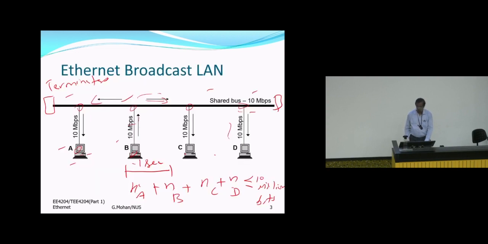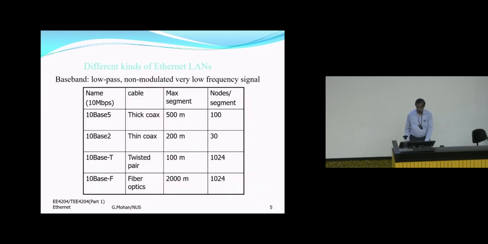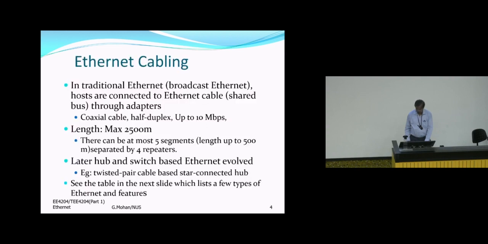This week we focus on wired local area network based on Ethernet. In terms of cables, if you look at the traditional Ethernet, that is the late 70s or 1980s. During that period, this was quite popular. This was the first Ethernet. We call it broadcast Ethernet.